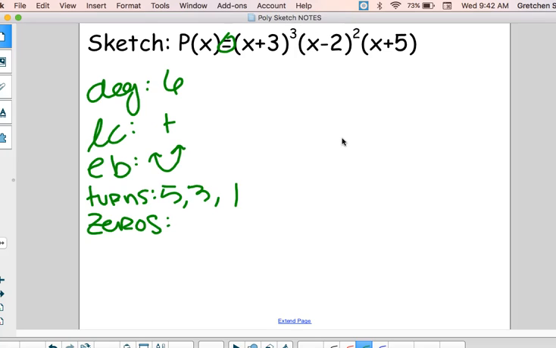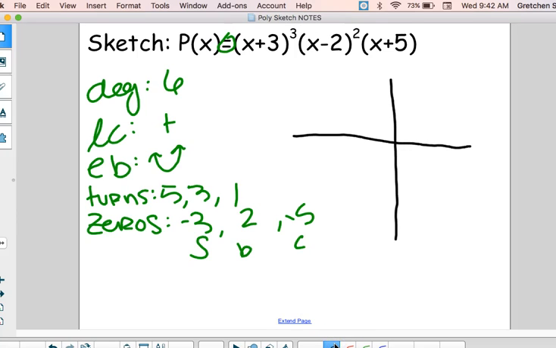Where is our first 0 at? -3. Since it has an exponent of 3, is it going to bounce, cross, or sway? Sway. Next one, where is it at? 2, and we will bounce. Last one, and we will cross. When you make your sketch, where do the tick marks go? X-axis. Put your zeros down.